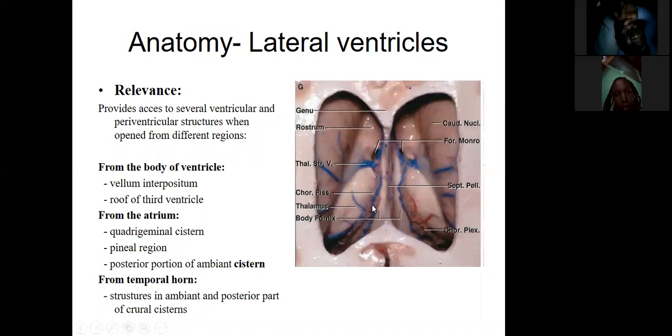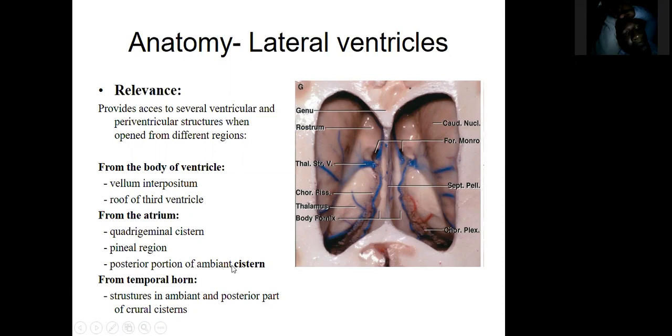When we open this cleft from the body of the ventricle, we have access to the velum interpositum and the roof of the third ventricle. When we open this cleft from the atrium, we have access to the quadrigeminal cistern, the pineal region just posterior between the two thalami, the posterior wall of the third ventricle, and the posterior portion of the ambient cistern. And when we open this cleft from the temporal horn, we have access to the structures in the ambient and posterior part of the crural cisterns.